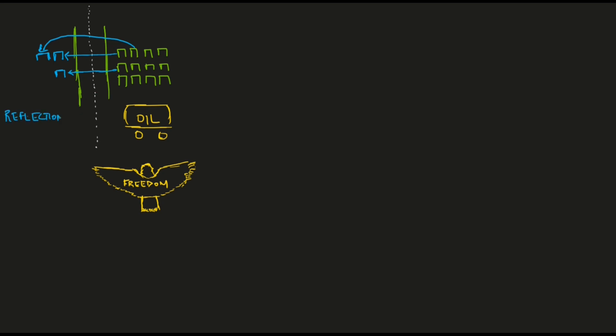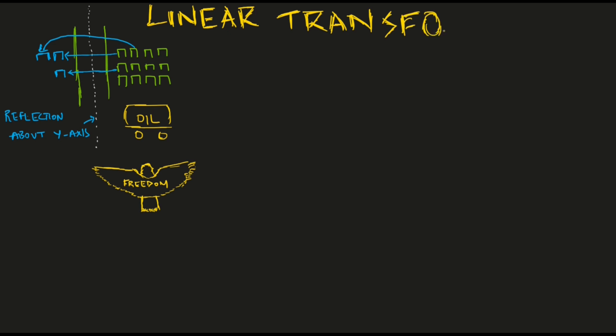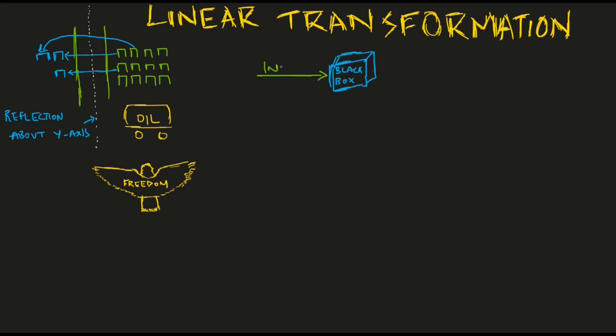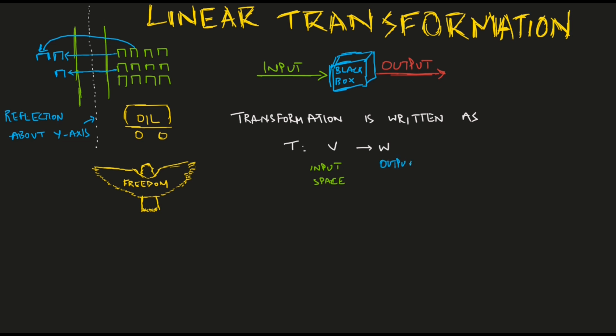So each house to the right of the y-axis needs to be mapped to a location to the left of the y-axis. This process of taking a reflection is an example of a linear transformation. A transformation is like a black box that takes in an input and spits out an output. A transformation is usually written in the following way, where V is the input space and W is the output space. For our village example here, the transformation would take a vector from R2 and output another vector in R2.